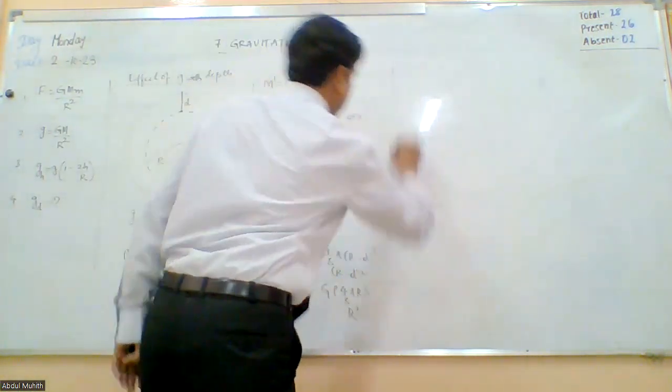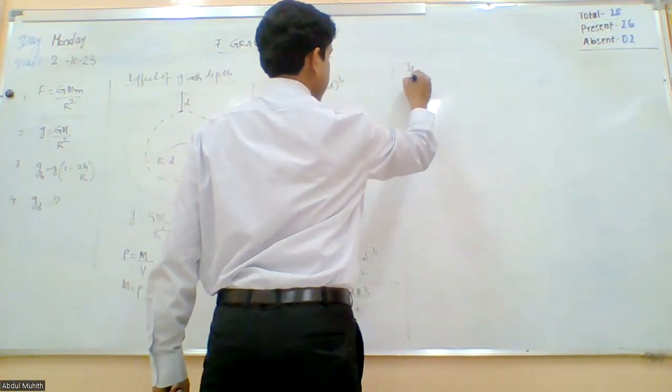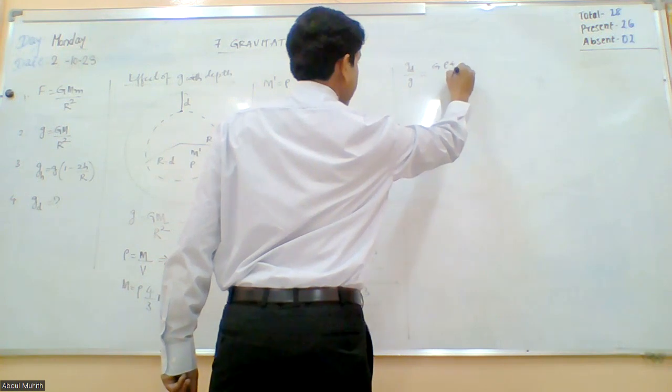Now we'll just cross multiply that. So g d by g is equal to how much? G into rho 4 by 3 pi.